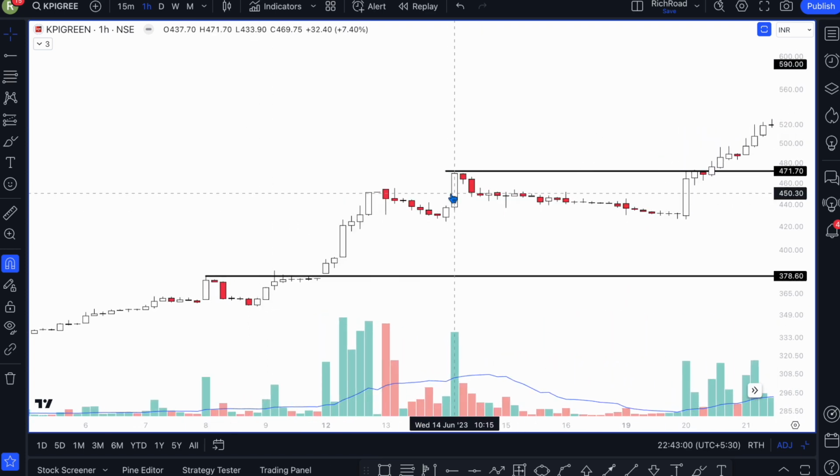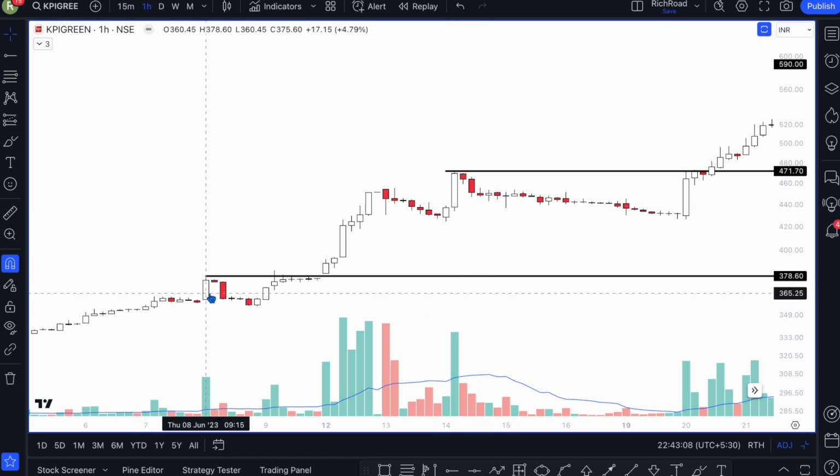Now look at this. Such a good candle at 10:15. Then it comes back down entirely. It comes back down entirely to this point. Versus a good candle, an equally bad candle. Correct? What happens after that?